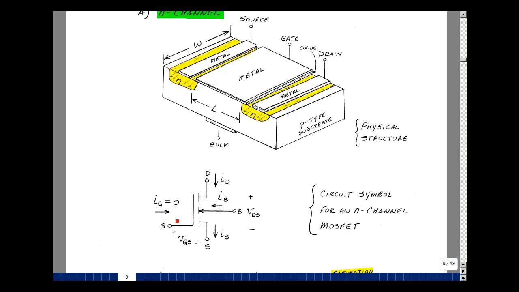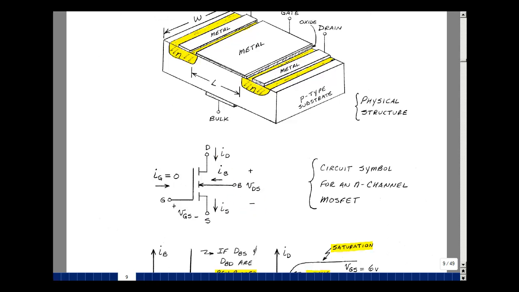Current coming in here for DC is 0 because there is no physical connection. The currents are defined coming in the drain, going out the source, and coming in the gate. Now since the gate current is 0, the drain current will equal the source current. We can also have a voltage between the gate and source and the drain and source, but also voltages between the bulk and source and the bulk and drain.